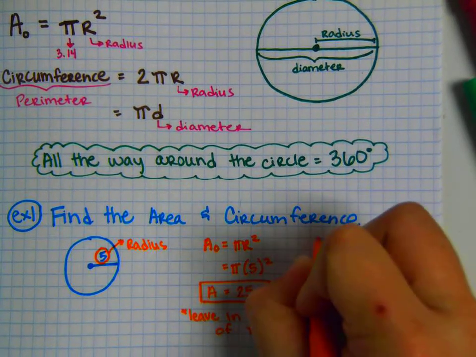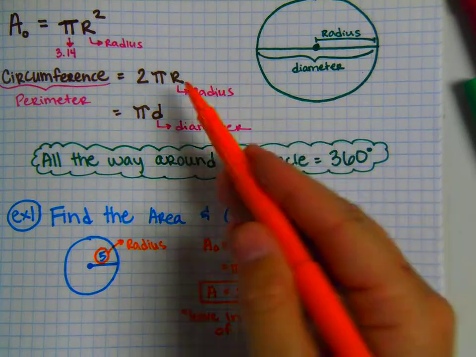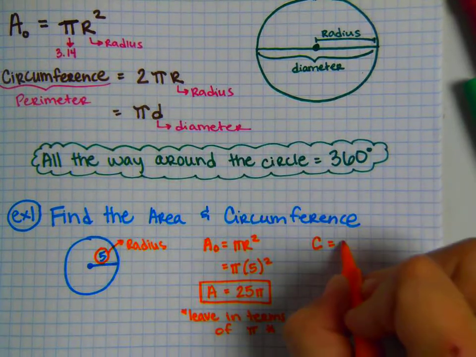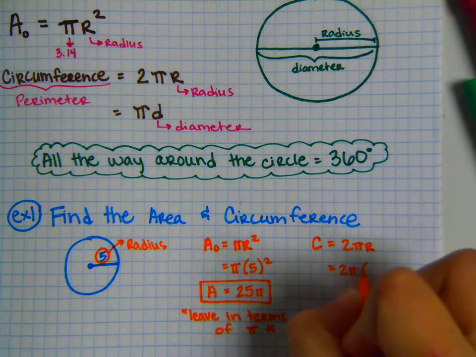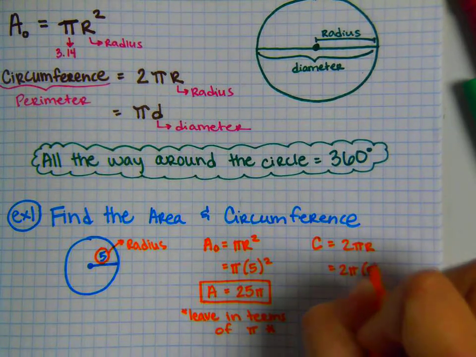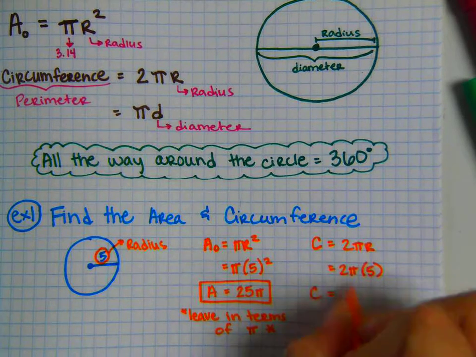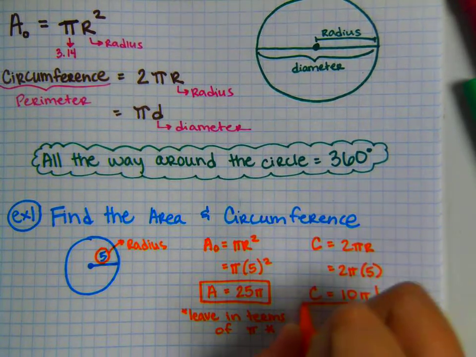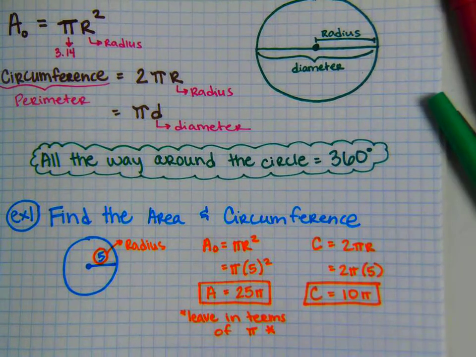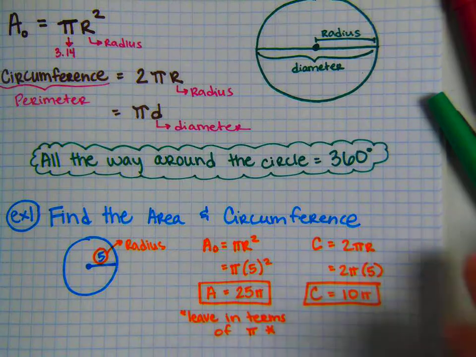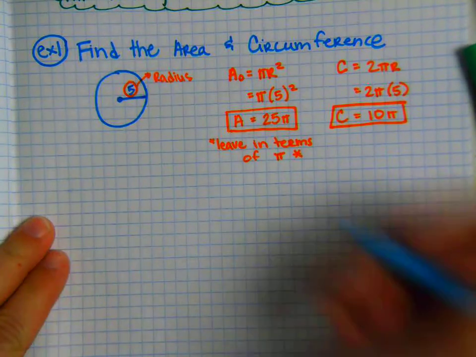Now the circumference of the circle, we know the equation right here, 2 pi r. So that's going to be 2 pi times 5. So the circumference is 2 times 5, which is 10 pi. And again, you're going to leave it in terms of pi. Okay, so that's all you have to do. So now I'm going to have you do an example. Go ahead.